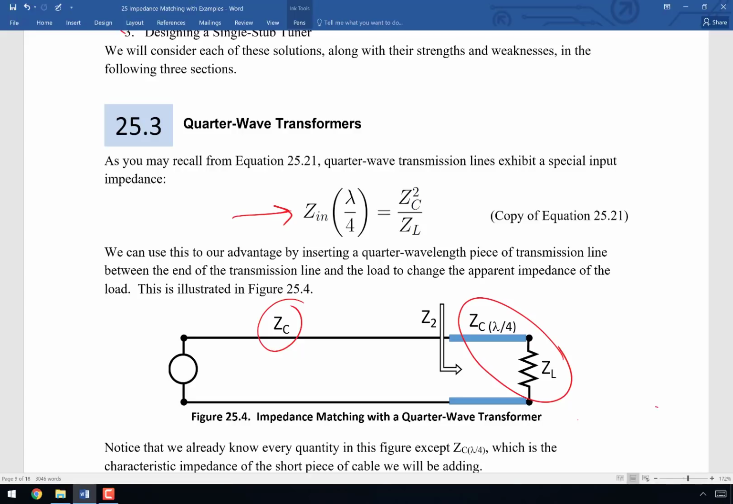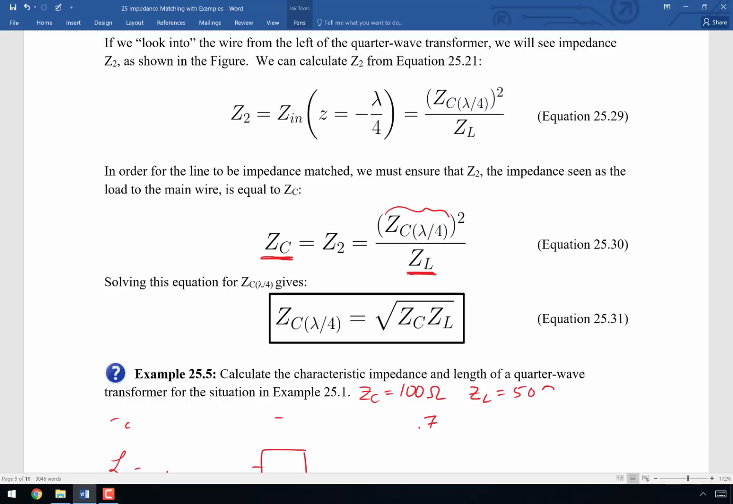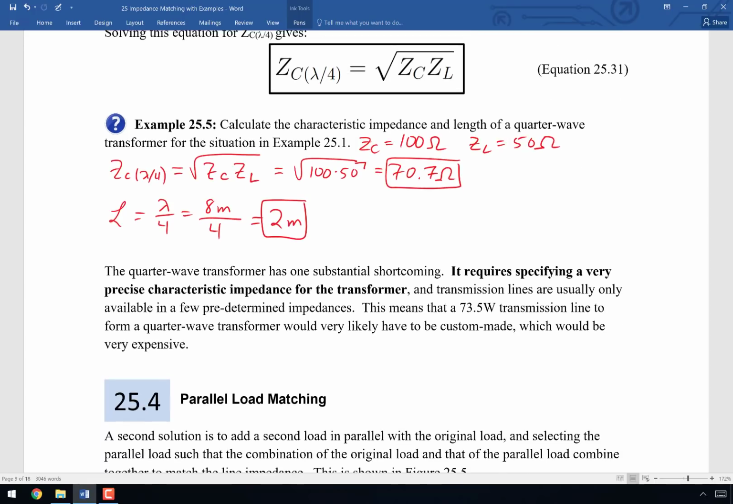So this actually seems like a pretty good solution, right? It seems like it's not going to be too hard. The calculation was actually quite easy, but here's the problem. You go to the transmission line store and you can get several choices. You can probably get 50 ohms, 100 ohms, 200 ohms, but you probably can't get 70.7 ohms. It's going to require a very specific characteristic impedance, which you probably don't have. And if you wanted to build that from scratch, it would be extremely expensive to build that 2-meter piece of line. So requiring a very specific and very precise characteristic impedance for the transformer makes this method not as useful.